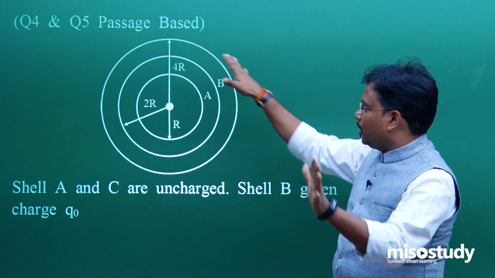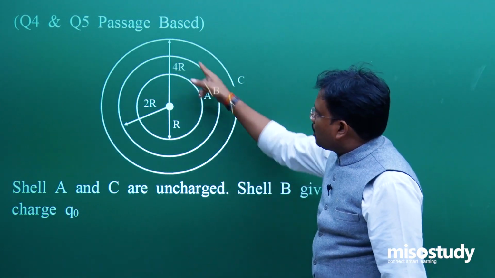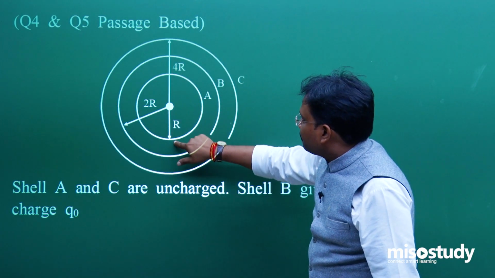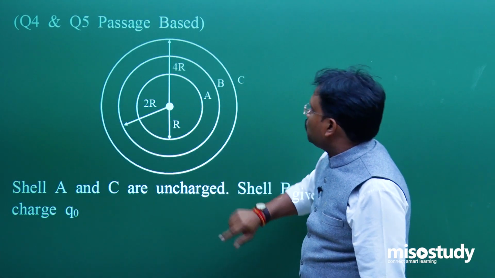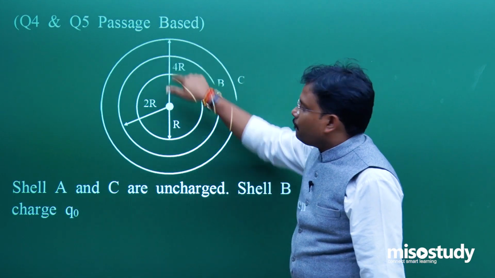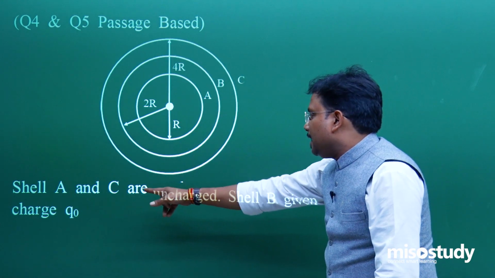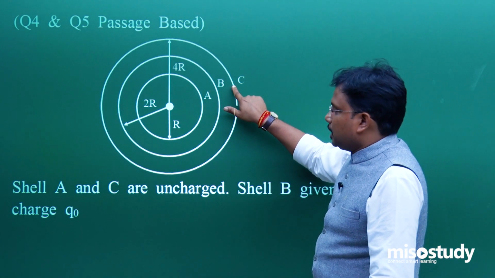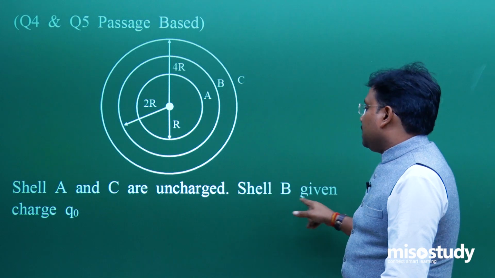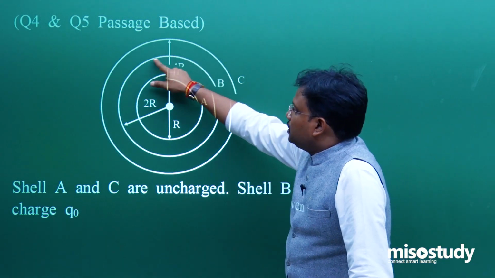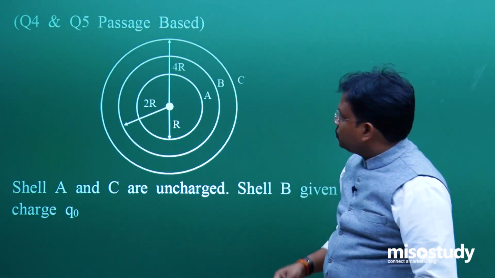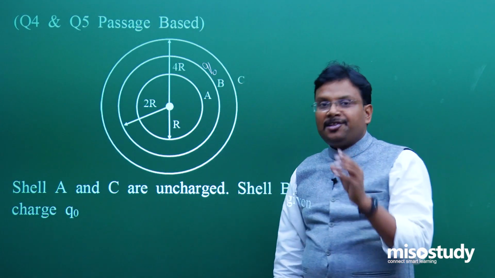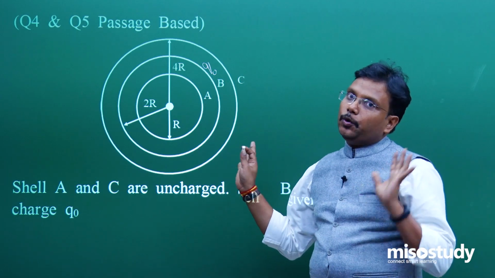Less words, more diagram. These are concentric spherical shells. Shell A radius r, shell B radius 2r, shell C radius 4r. Fine. Shells A and C are uncharged initially, no charge on it, no charge on it. Shell B is given charge Q naught initially. Fine. This is the information which is given to you.